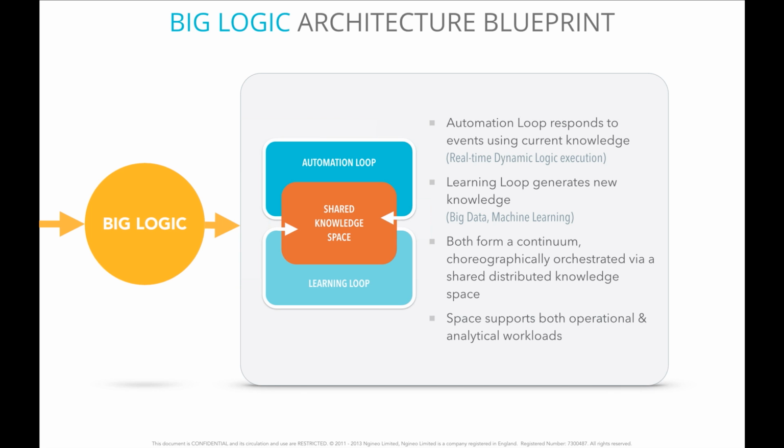And for that, what we need is this automation loop to respond to events as they occur, using the knowledge base to do that. What it means is I need to use the data and the rules that I already learned to be able to automate that interaction with the consumer. I'm gathering those events as well, and I'm going to use big data in the learning loop to generate more insights, and I'm going to feed that into the knowledge space with more data, more facts, some of them summarized, but also with new rules. So we form a kind of continuum that orchestrates these two loops to be able to satisfy the needs of the consumer.